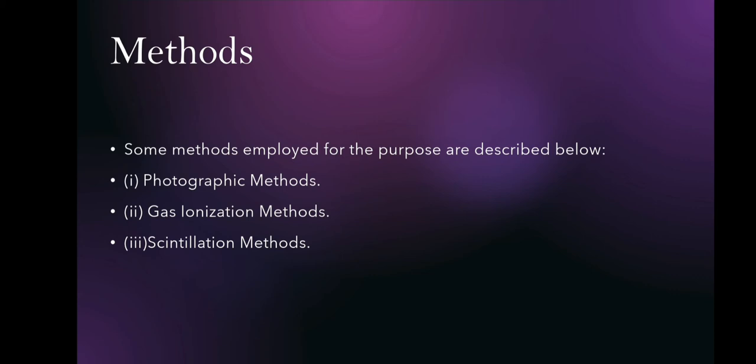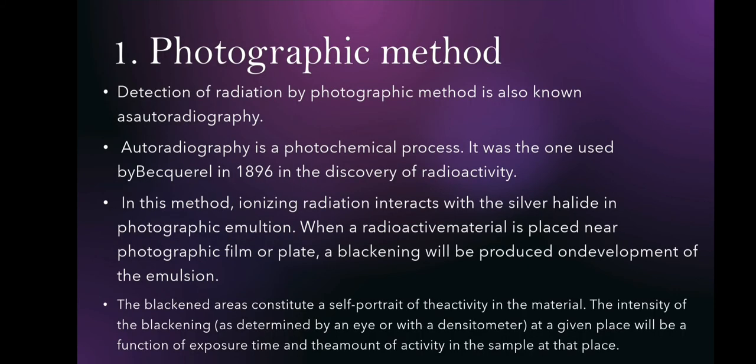Talking about the photographic method, detection of radiation by photographic method is known as autoradiography. Autoradiography is a photochemical process, and it was used by Becquerel in 1896 for the discovery of the radioactivity. Now what do we do in photographic method?